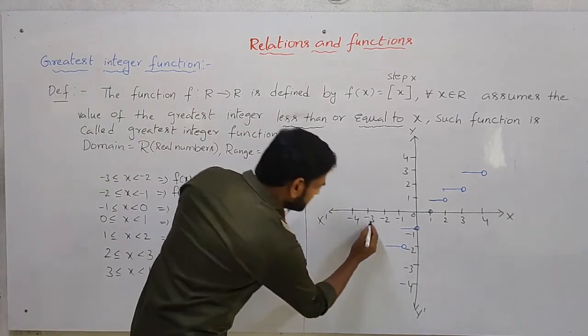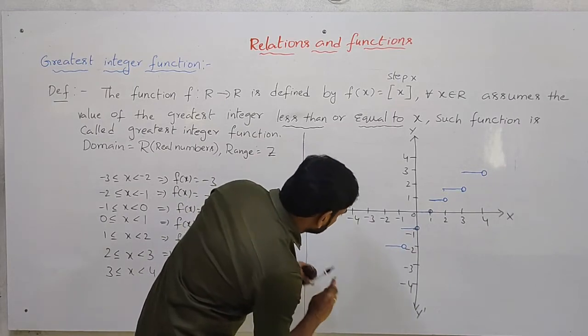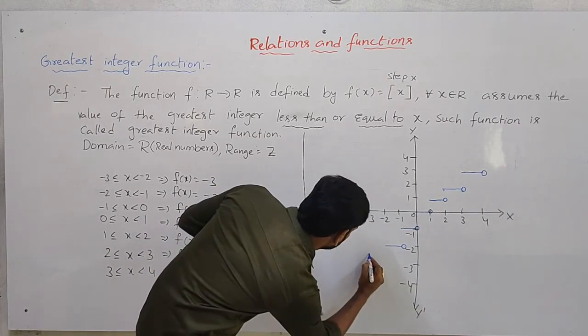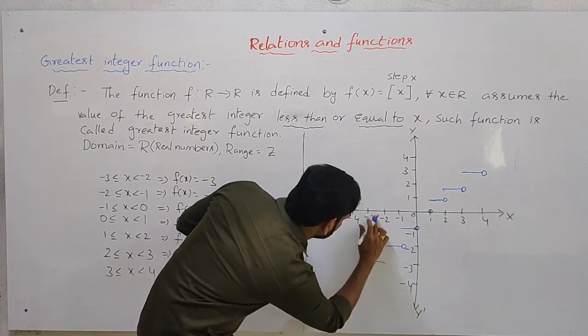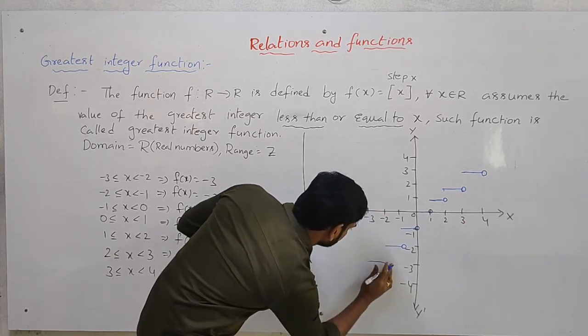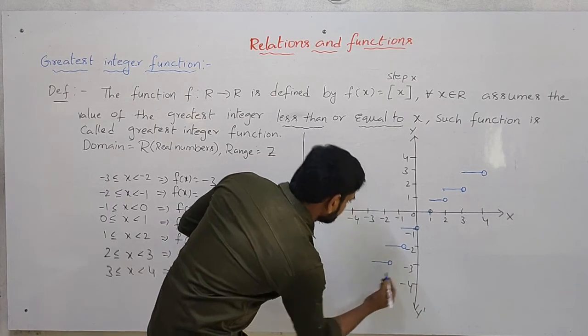So where is the minus 3? Here it is the minus 3 on the y-axis. So we have to draw a line here at the minus 3, between minus 3 to minus 2. And don't take minus 2. That's why I am putting a circle.